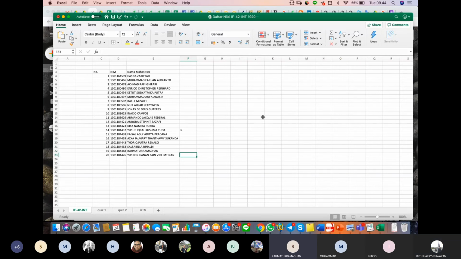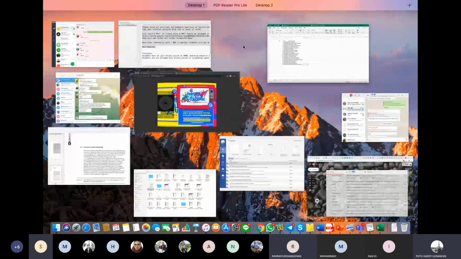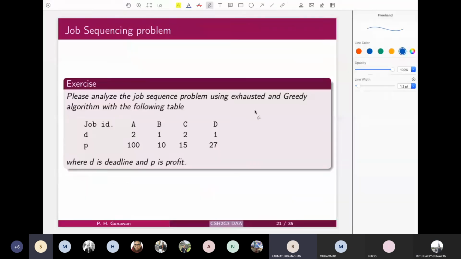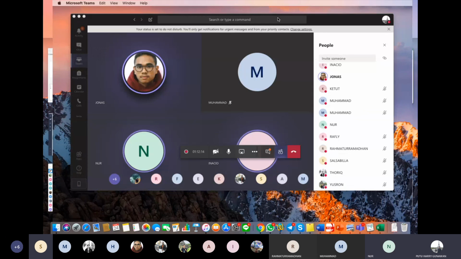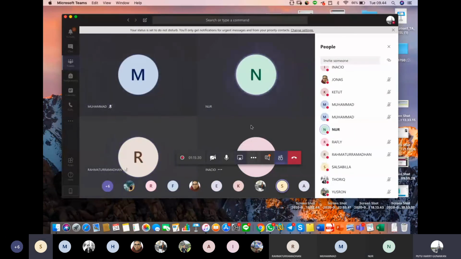Okay. Back to the problems. Owen, are you ready? Just share anything you want to share. Press the share button at the middle of your screen. This one. Show. You share? Share.